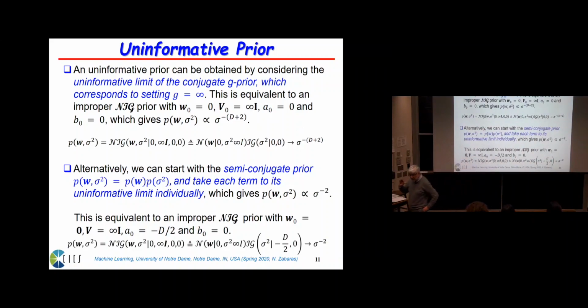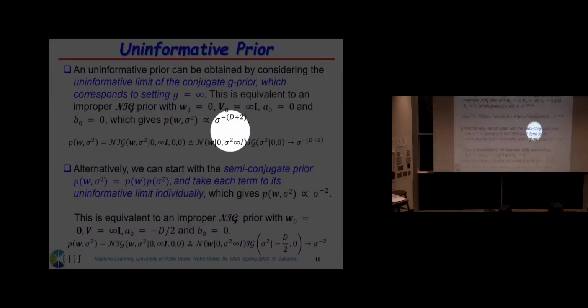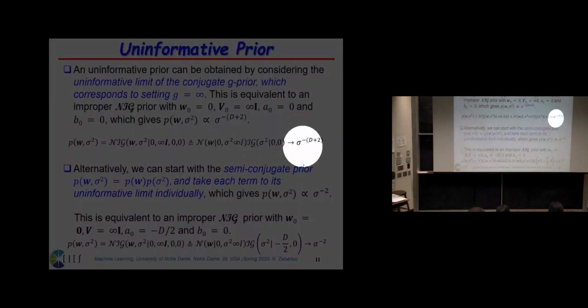So if you suddenly see a paper with sigma minus d plus 2 with no justification, you know that it comes from a G prior that has been pushed to the uninformative limit both for sigma square and for W. And this is what you get.